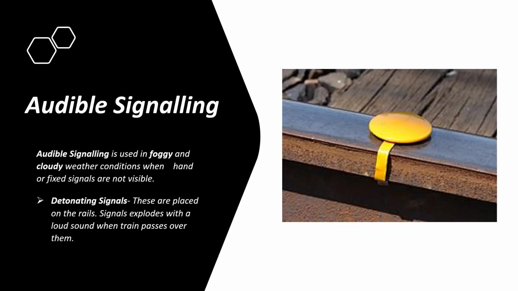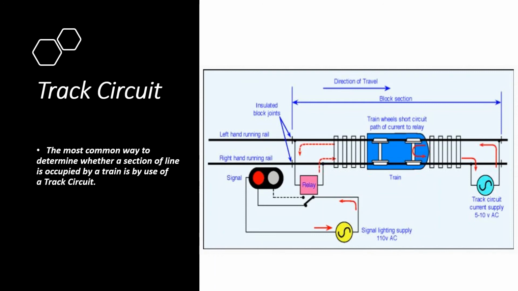So let us follow to the next signaling method, that is track circuit. This is the most common way to determine whether a section of line or a block is occupied by a train, by the use of a track circuit. Please listen to this very carefully, as this is very simple but very typical. You could understand this by observing this picture.